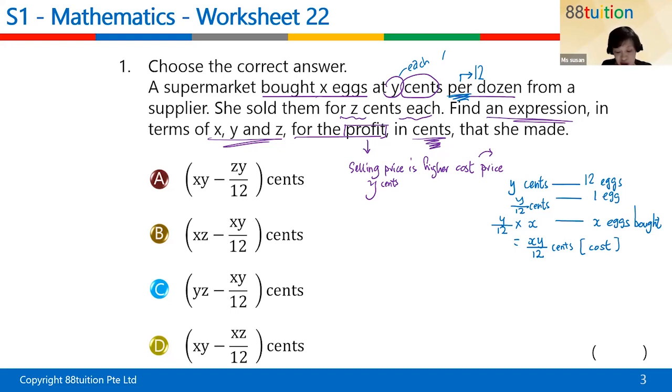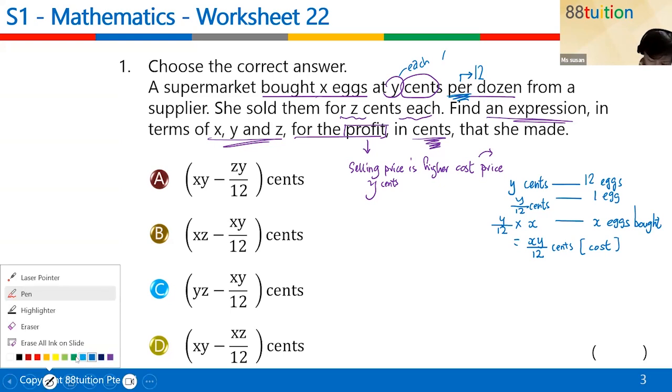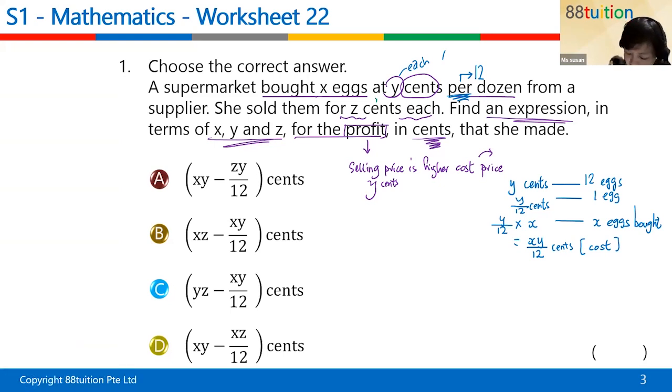You have to get an expression because he sold it for Z cents. And Z cents is only meant for what? Each, right? So I'm going to change the color to green now. Each. I'm talking about this, okay? So I focus on the selling part. So when this is buy, this is selling. So for 1 egg, you will sell it for Z cents.